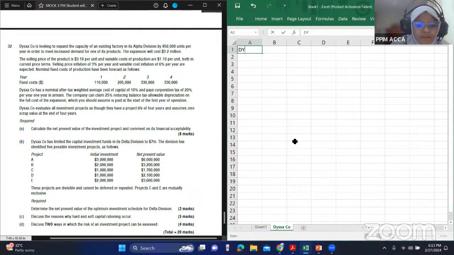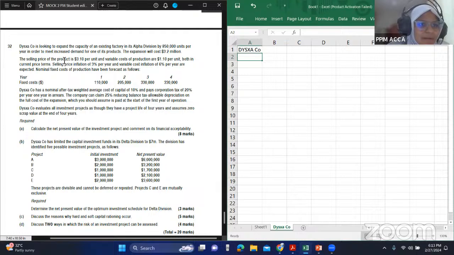Okay. Right. So we have a Disca company. Let's see what it says. It's saying Disca is looking to expand the capacity of an existing factory in its alpha division by 850,000 units per year in order to meet increased demand for one of its products. So what they're trying to say is we have an alpha division, maybe we are producing 500,000 units right now. We want to increase it by 850,000 units because there is demand for this product. Okay. Now, for us to do this expansion, it will cost 3.2 million. So that is the investment.